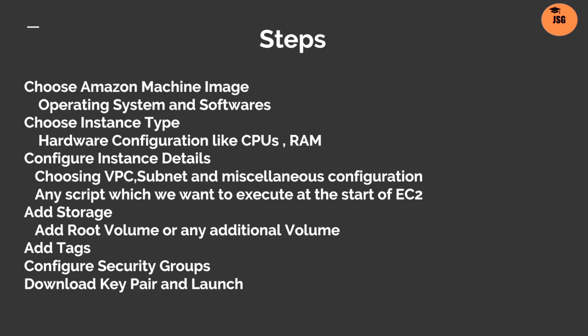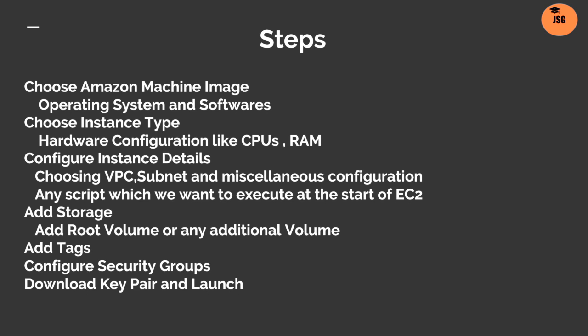So there are a lot of pre-built Amazon machine images, AMIs, which are provided by AWS. Among them, we can choose the AMI which we want as per our requirements. Like in this case, we want to launch a Windows EC2 instance, then we will choose an AMI with Windows operating system.